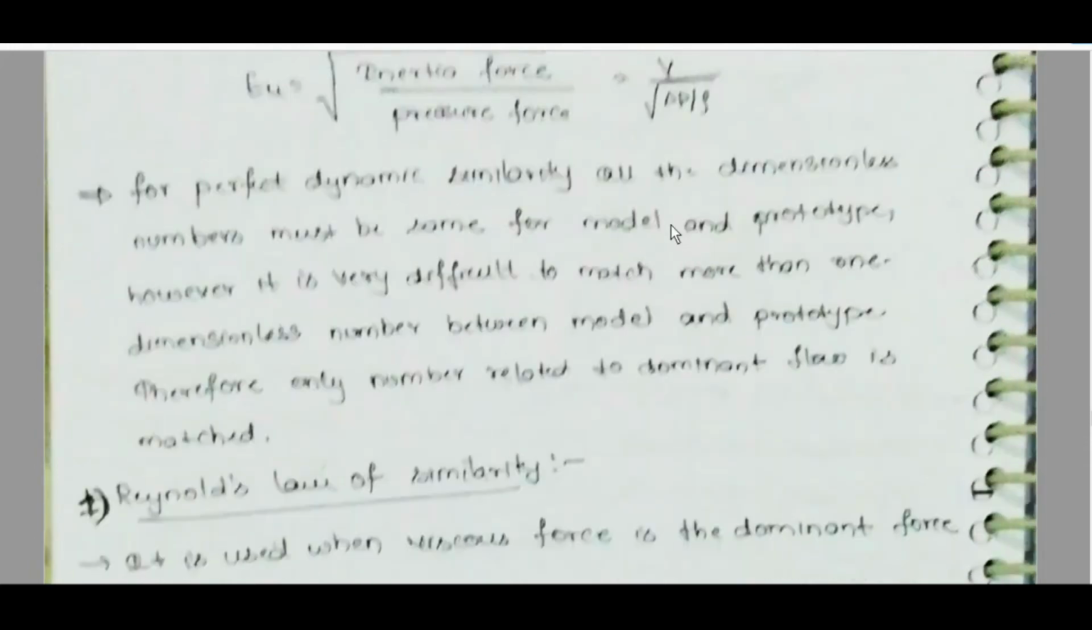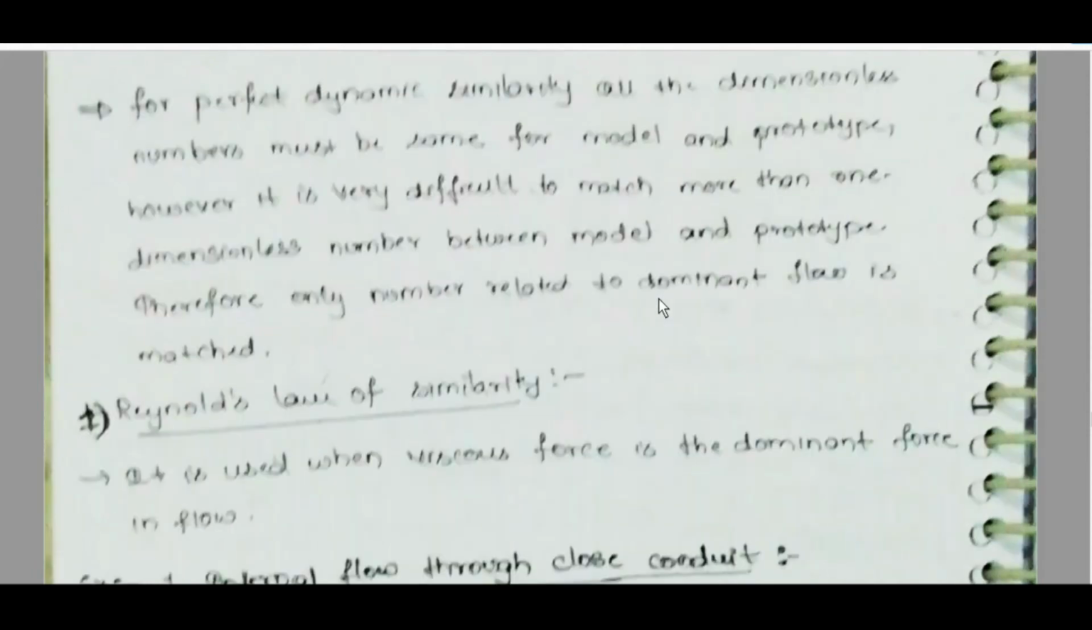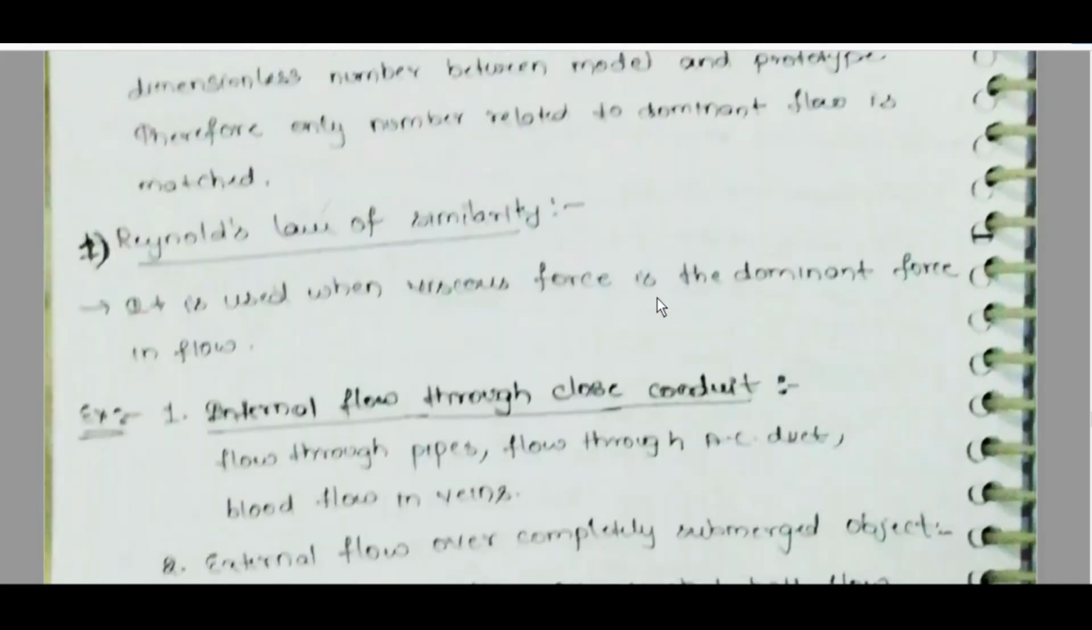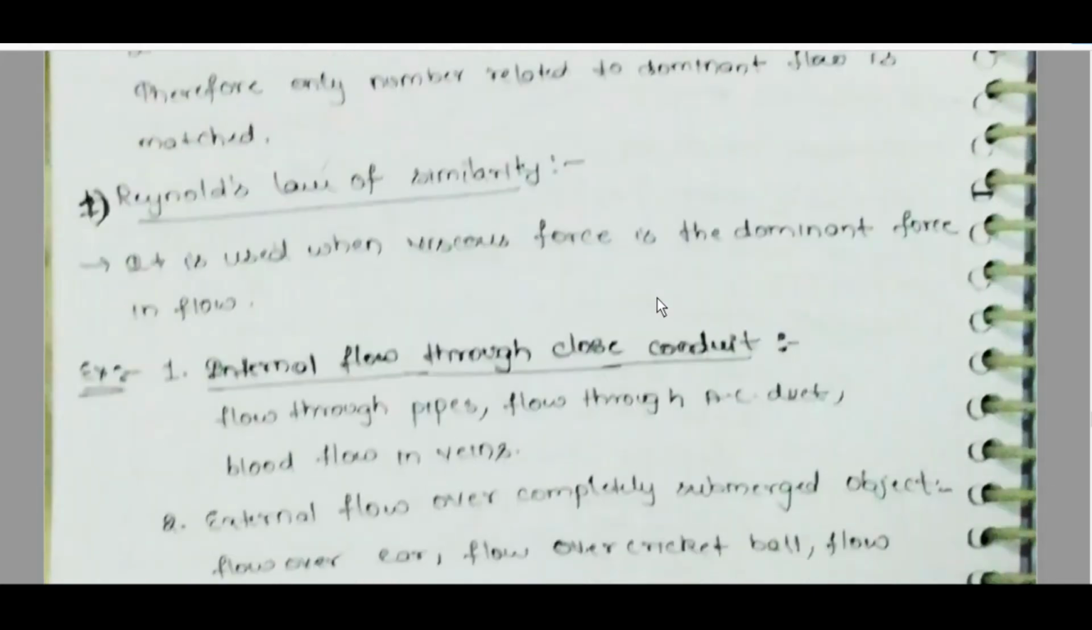For perfect dynamic similarity, all dimensionless numbers must be the same for model and prototype. However, it is difficult to match more than one dimensionless number between model and prototype. Therefore, only the number related to the dominant flow is matched. Reynolds law of similarity is used when viscous force is dominant in the flow.